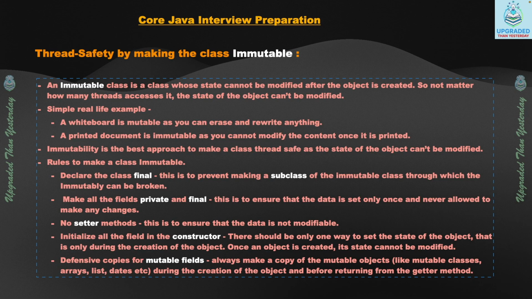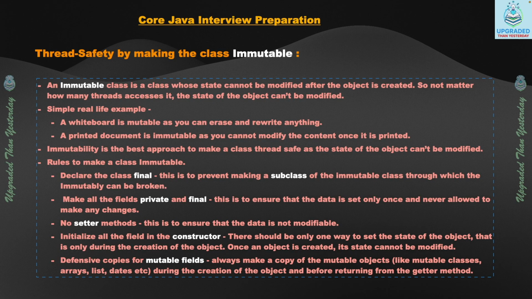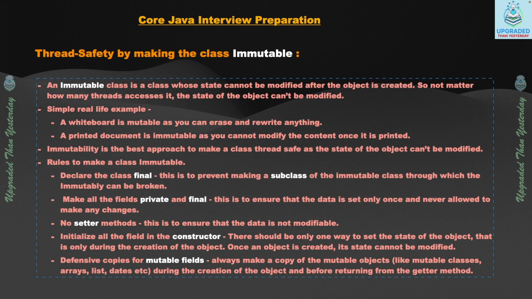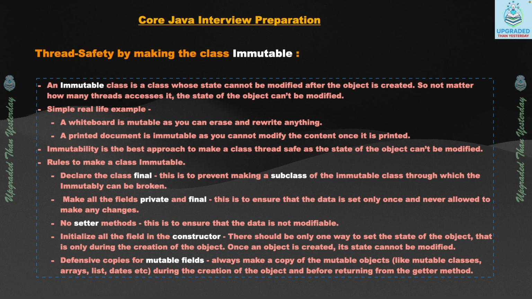First, declare the class final. This is to prevent making a subclass of the immutable class through which the immutability can be broken. Second rule, make all the fields private and final. This is to ensure that the data is set only once and never allowed to make any changes. Rule number 3, provide no setter methods. This is to ensure that the data is not modifiable.